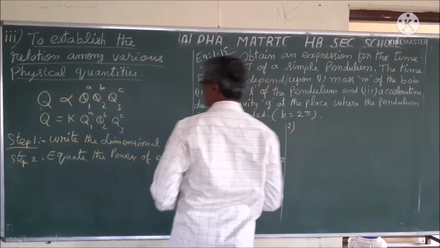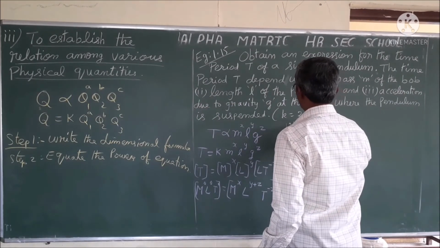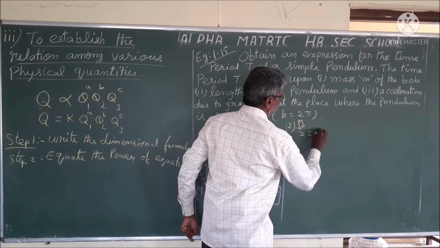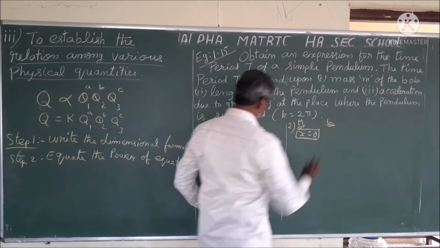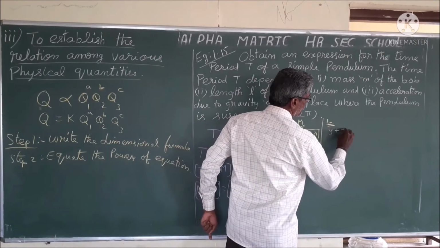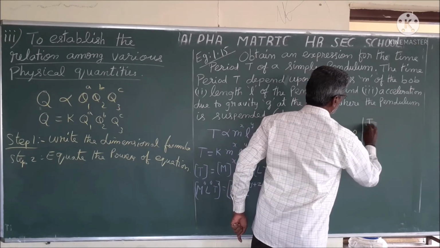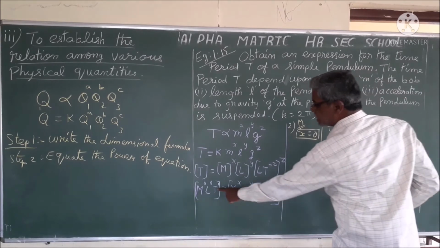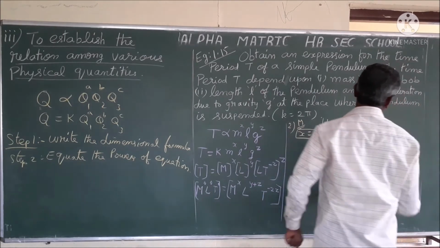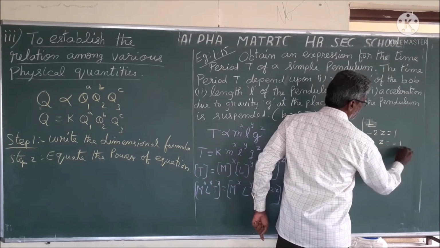Second step, equate the powers. If you take M, x is equal to 0. If I take L, y plus z is equal to 0. If I take T, minus 2z is equal to 1. Now we calculate the z value. z is equal to minus 1 by 2.